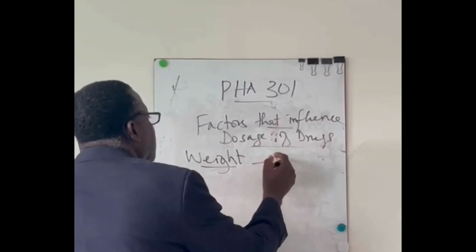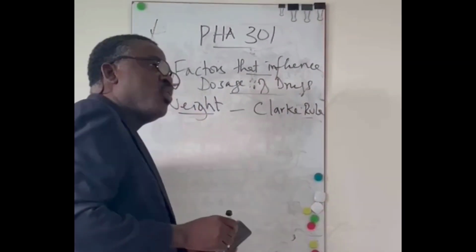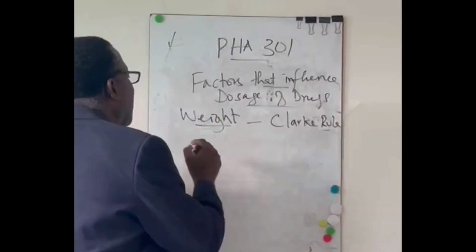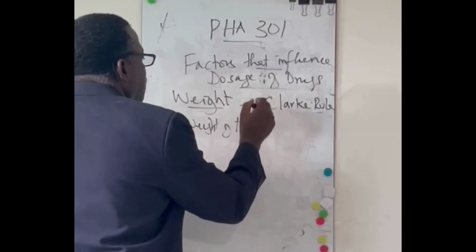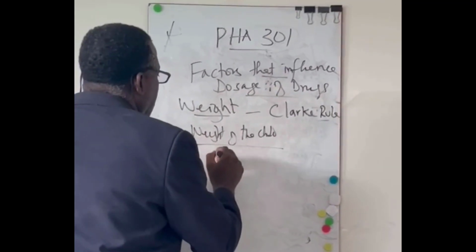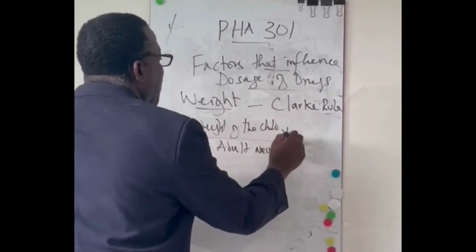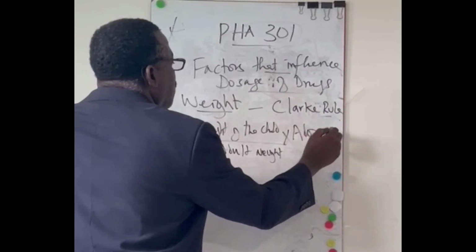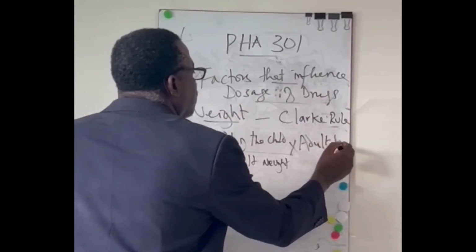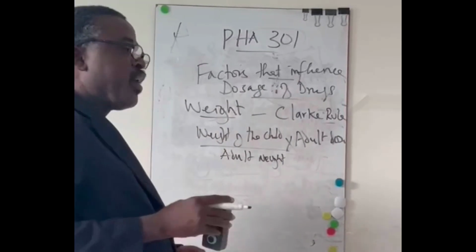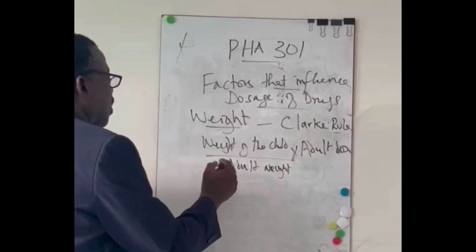Now, if it is what you want to do, the working is very clear. It is what they call Clark rule. Clark rule came up with a working on this and says: weight of the child over adult weight, multiplied by adult dose.